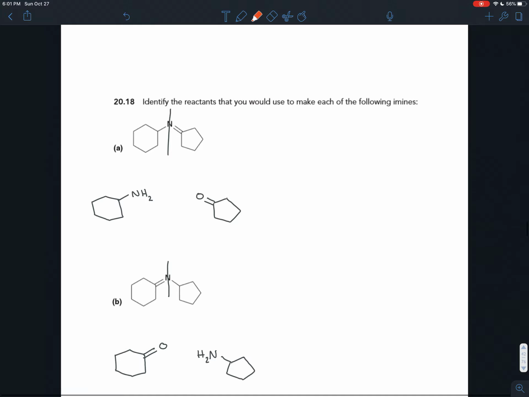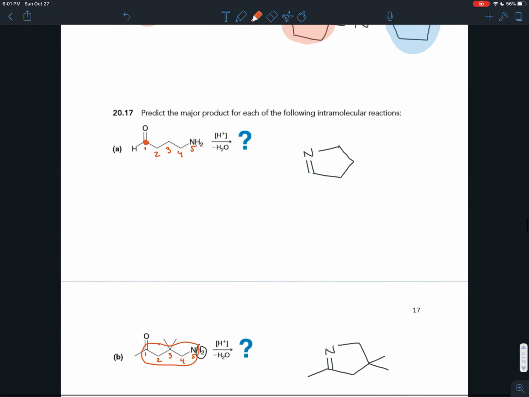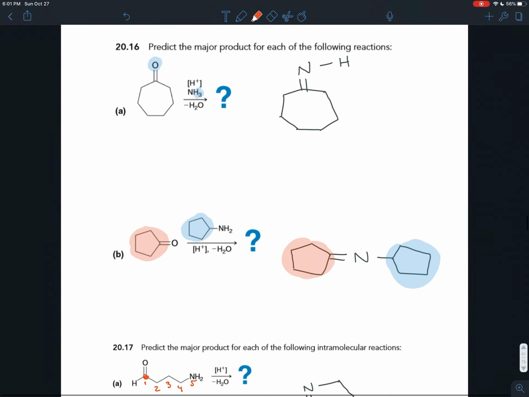principle. So these last few problems are just to give you a sense of how you can think about the imine formation reactions, but from the perspective of synthesis, from the perspective of hopscotching from reactants to products.